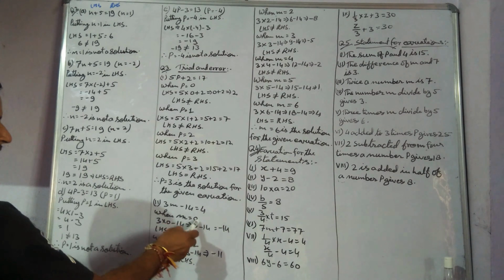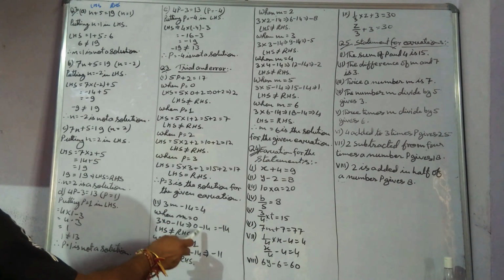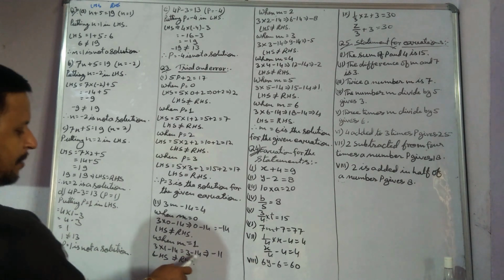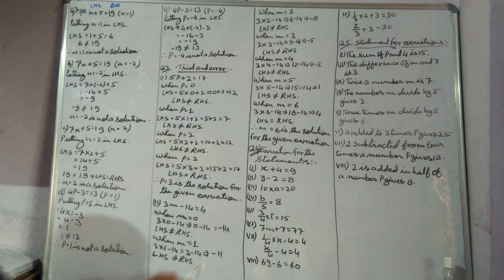Now we will take the next value, m equals to 1. So that is here 3 into 1 minus 14. So that is here 3 minus 14. On solving we will get here minus 11. So LHS is not equals to the RHS in that case also.